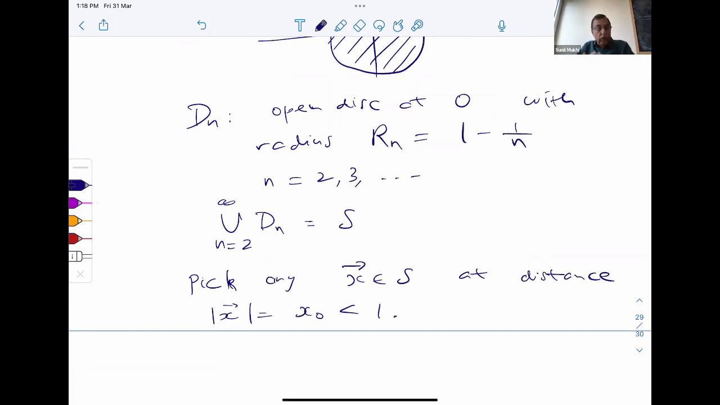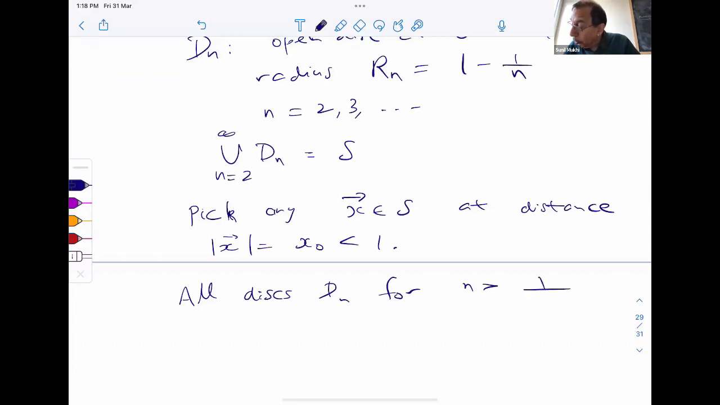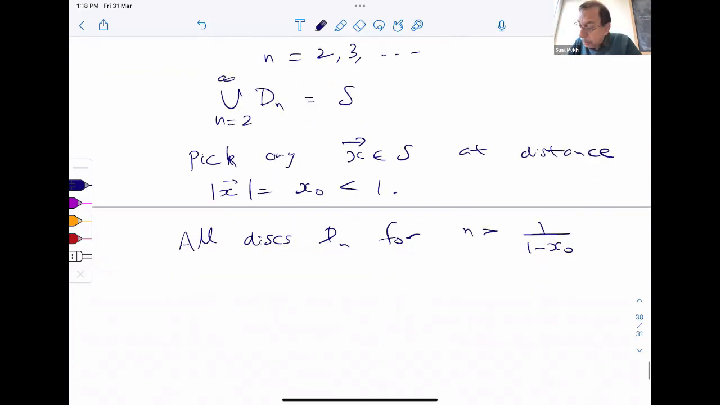So I have to do that first. Now, if I can show that this arbitrary point I picked in S is in my cover, then it's a cover, because I picked an arbitrary point and checked whether it's contained in the cover, and it certainly is, as we'll show in a second. So now all disks Dn for n greater than 1 over 1 minus x0 will include my picked point. Let's call this point x0. Will include the point x0. Therefore, it's a cover.